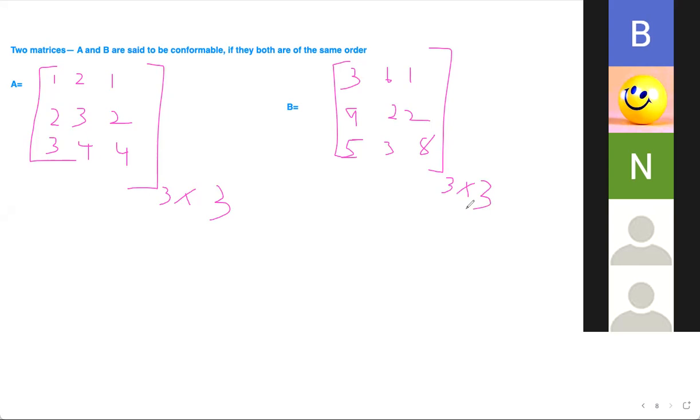So they are conformable if they are of the same order. A and B are conformable matrices. Now I have a question for you. Are equal matrices conformable matrices? Yes, ma'am. Equal matrices are conformable matrices. All of you are sure? Class, just make a note of it. All equal matrices are conformable matrices.